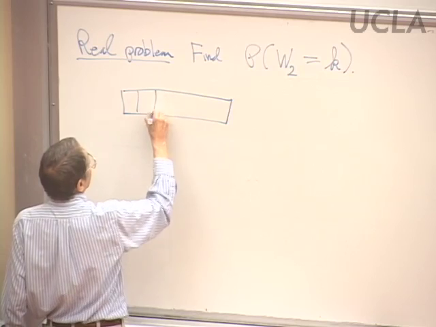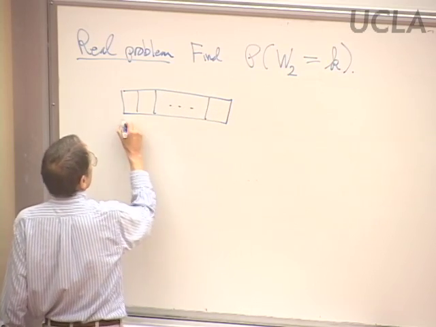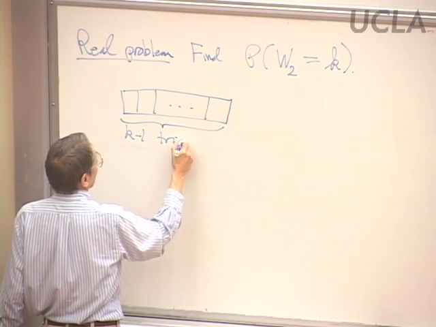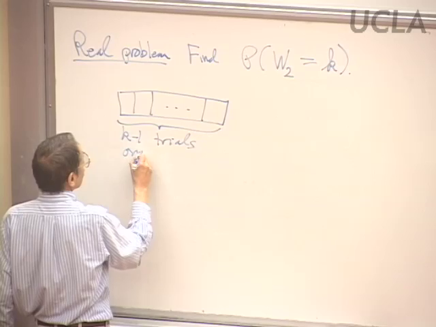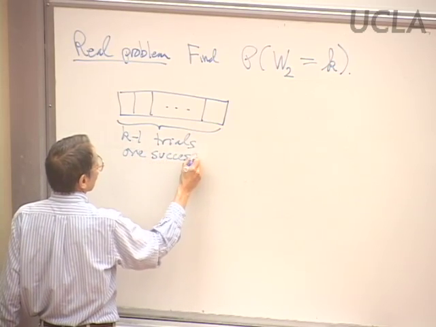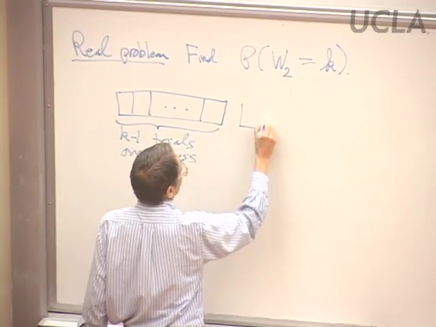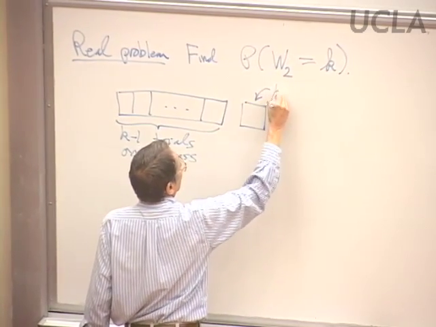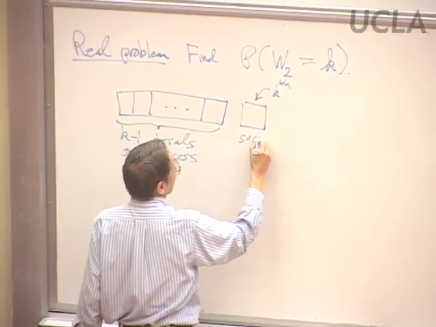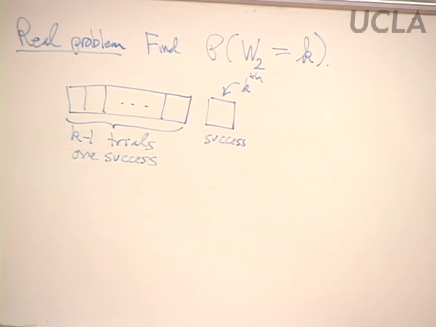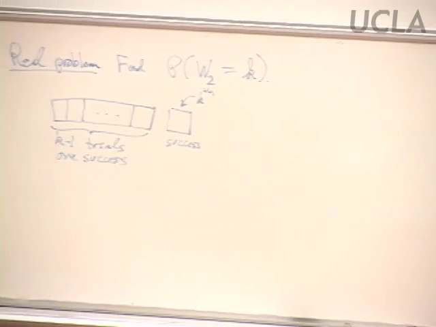Well, it means that in the first K minus 1 trials, we had exactly 1 success. No more, no less. And then finally, the kth trial had a success, which was the second success. So for the second success to be on the kth trial, it's got to go like this. And we know the probabilities.